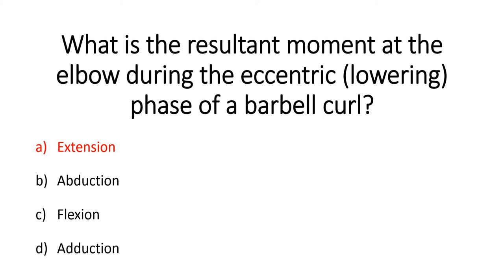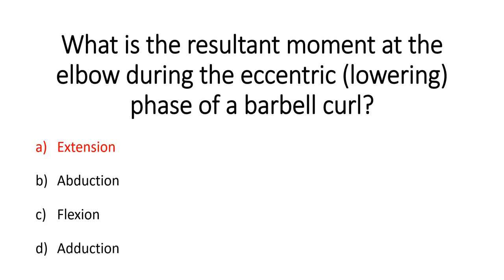Yes, there is going to be an elbow flexion moment in there, but if the flexion moment was greater than the extension moment, then we would see flexion. If the extension moment is greater than the flexion moment produced by the muscles, then we would see extension. So the answer is extension. That would be the resultant moment. I hope I haven't enraged too many of you there.